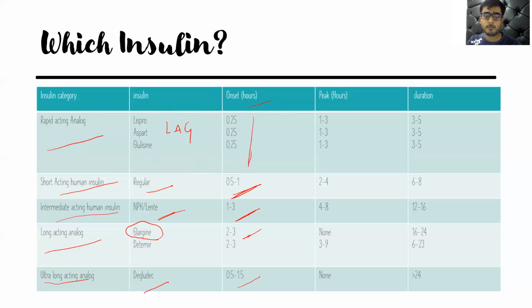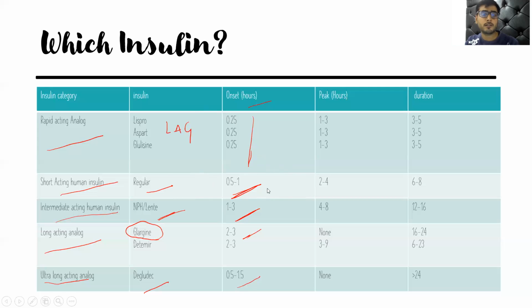Whatever time you are giving a meal, you should give insulin before it. If you are giving rapid acting insulin, you should give it 15 minutes prior to that. So there lies the importance of onset of action. Suppose, for instance, you are giving regular insulin to your patient pre-breakfast, and your breakfast time is 8 o'clock and you give it at 7:45. So there lies the importance.